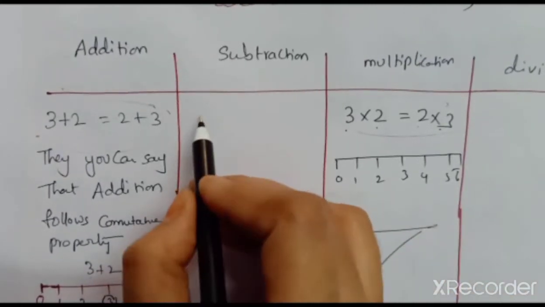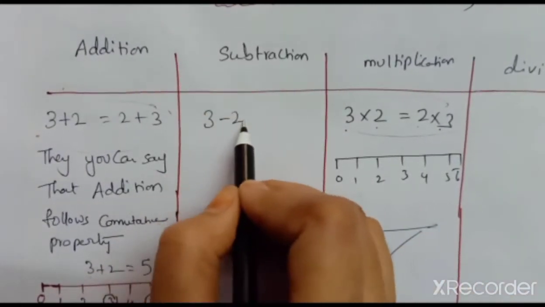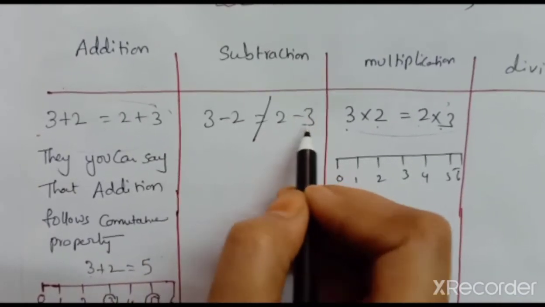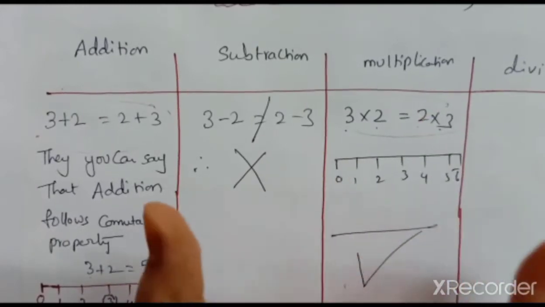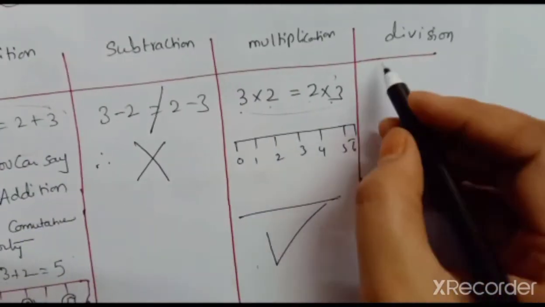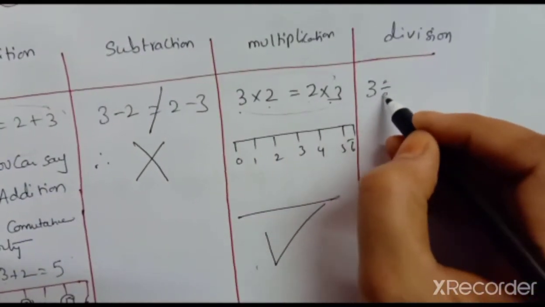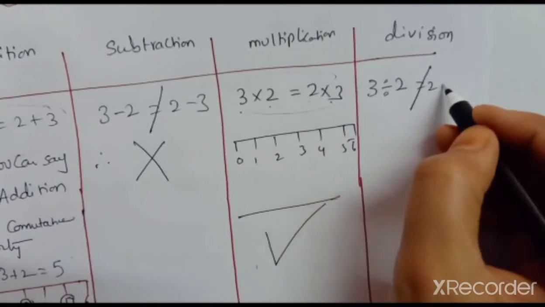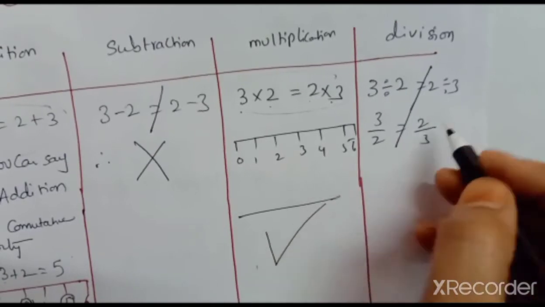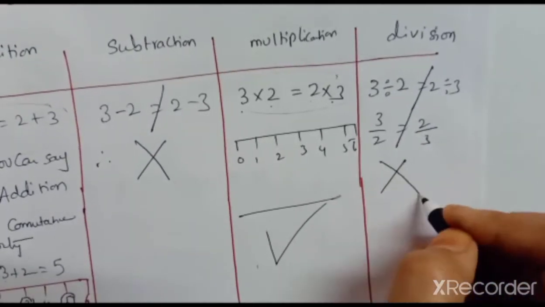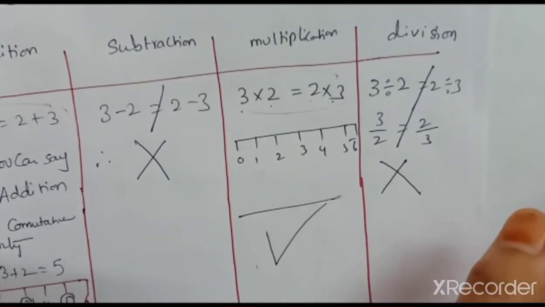Whereas if you see, 3 minus 2 is not equal to 2 minus 3, right? So subtraction does not follow the commutative property. For division also, 3 by 2 is not equal to 2 by 3, right? So division also does not follow the commutative property.